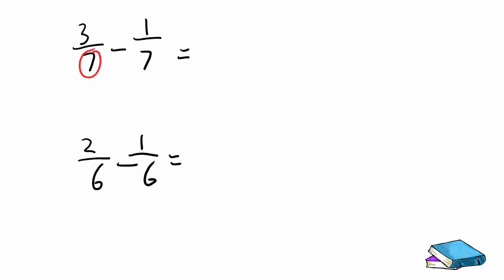If we've got the denominator the same, we can minus the top and carry over the bottom. So 3 minus 1 is 2 over 7, and 2 minus 1 is 1 over 6.